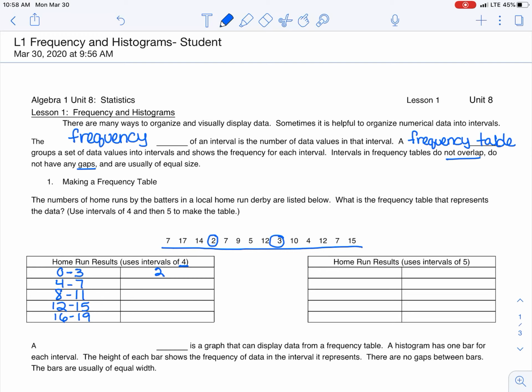Then we have 4 to 7. So let me change colors here. And let's look for numbers that are between 4 and 7. So we have 7. We have another 7. 5. 4. And we have another 7 here. So how many numbers are between 4 and 7? We can say there's 1, 2, 3, 4, 5 numbers that are between 4 and 7.